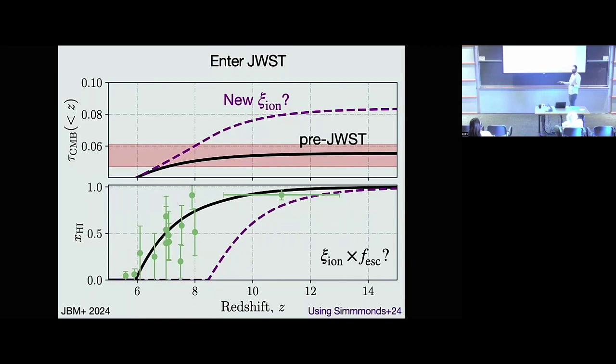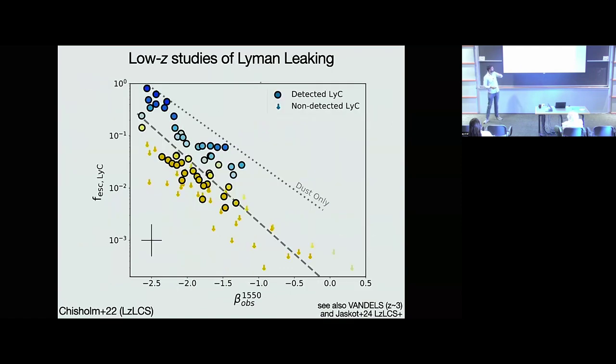This is maybe the hardest one to measure. You cannot measure it during reionization. What folks have done over the last years is go to low redshift galaxies, look at analogs, and try to study what this escape fraction correlates with broadly. What galaxy properties can I look at? So 2 years ago, John Chisholm at UT, using the low redshift Lyman continuum survey, LzLCS, was able to find this correlation between Lyman continuum escape and UV slopes.